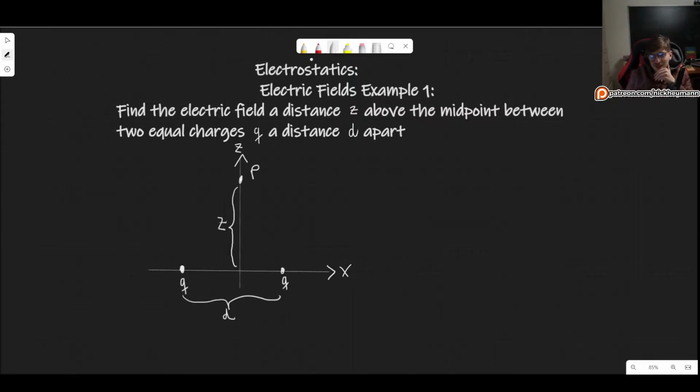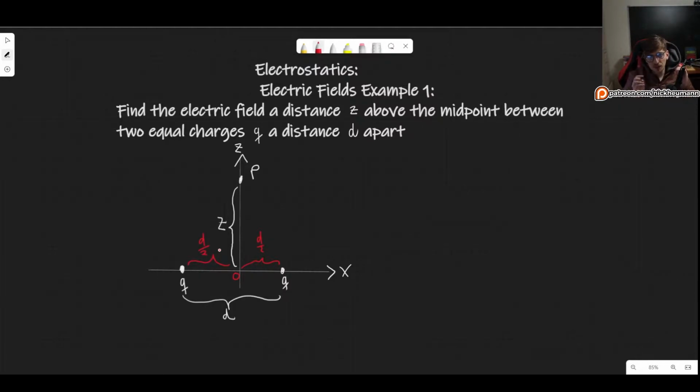Let's understand the situation. We have a Cartesian system already chosen. I chose the 0 to be in the midpoint between both of my charges. Of course, this doesn't really look like the midpoint because I'm not good at drawing, but I promise it is the midpoint. And we know that these charges are a distance d apart, and that is why this distance here is d over 2, and this distance here, I promise, is also d over 2.